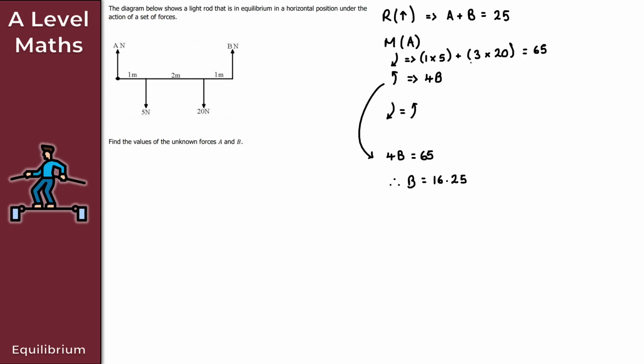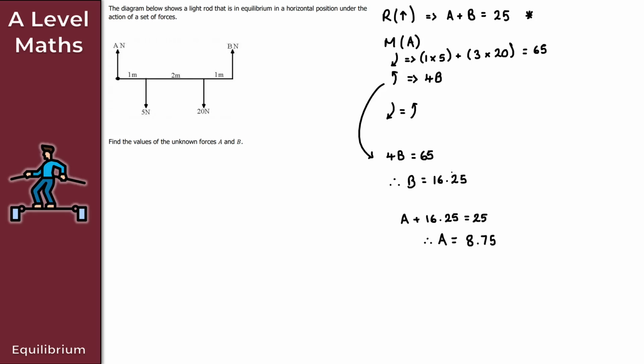But we do also need to find A. So again, just refer back to the original equation. That's this equation here. So in that case, A plus B is equal to 25, but we do know the value of B. So A plus 16.25 is equal to 25 here. Now just subtract 16.25 off both sides. And what we find then for A is we get 8.75. Okay, so A is equal to 8.75 there.